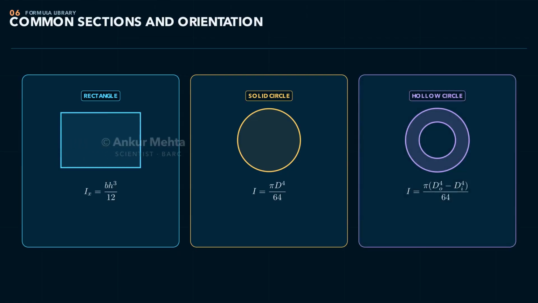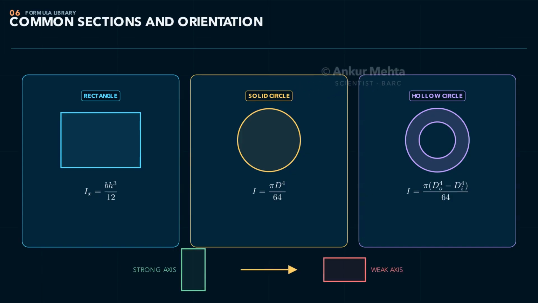These fourth power and cubic effects explain why moving material outward is so efficient. An I section places large flange areas far from the neutral axis and keeps only enough web to carry shear and separate the flanges. Rotating a non-square rectangle by 90 degrees exchanges its strong and weak axes. Area stays unchanged, yet bending stiffness changes drastically. Always pair a numerical value of I with its axis and section orientation.